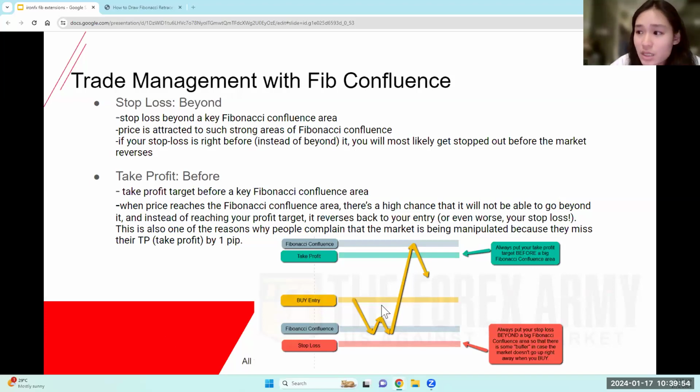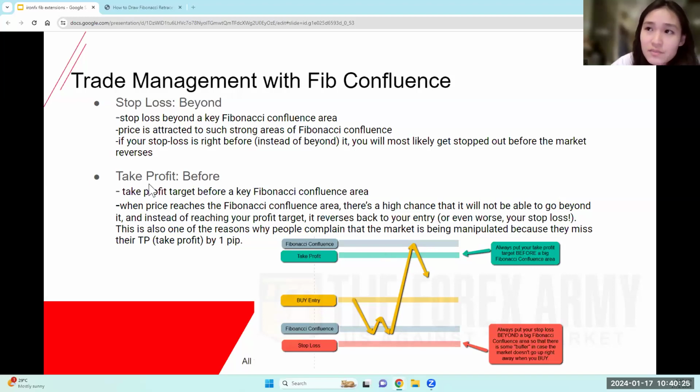In this example here, we're going in for a buy. So our stop loss will be placed below your Fibonacci confluence. And your take profit, we recommend you to place it before. So in this case of a buy entry, we would place our take profit below the confluence area. Obviously these will be switched if you are looking at a sell entry.